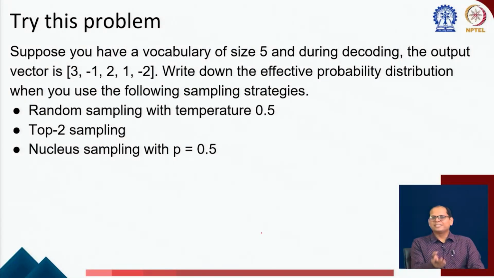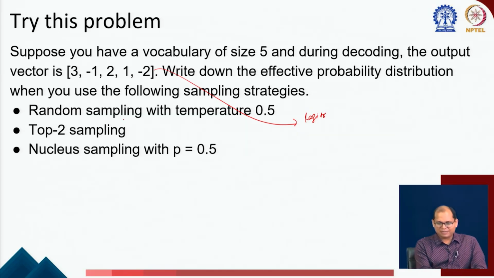Okay, and you can try this problem to get more idea about how this works. I can give you some hint. Your vocabulary is of size 5, and these are your logits. Now you do 3 different types of sampling: random sampling with temperature 0.5, top 2 sampling, and nucleus sampling with probability 0.5. So what would happen if you do random sampling with temperature 0.5?